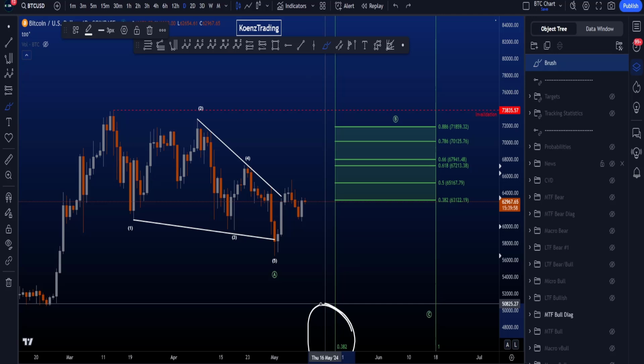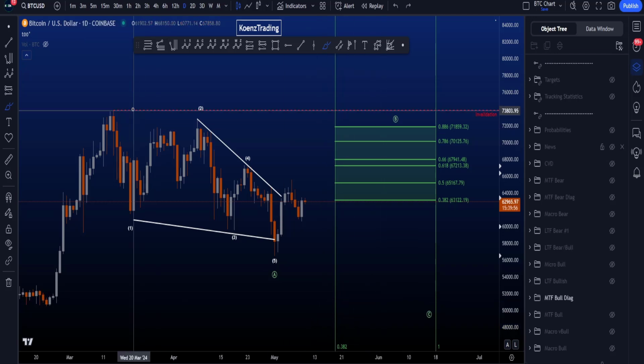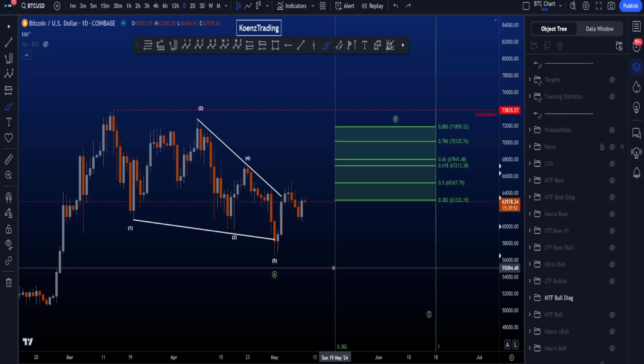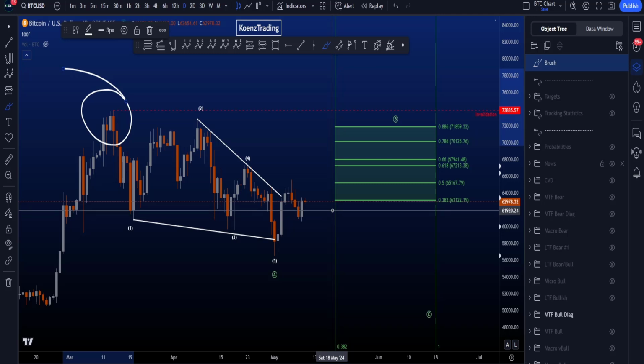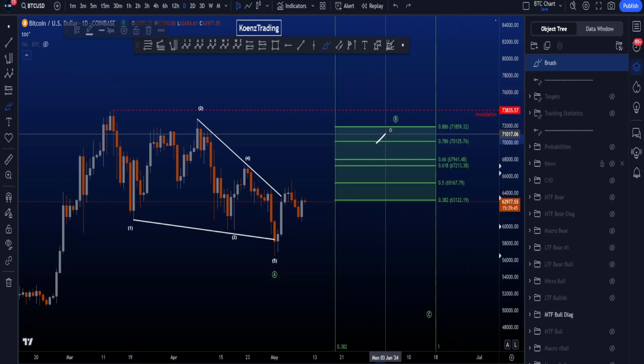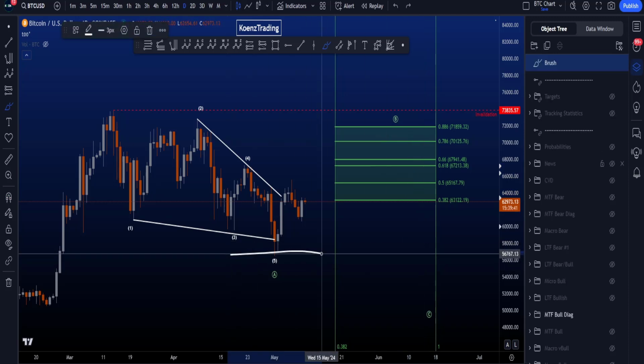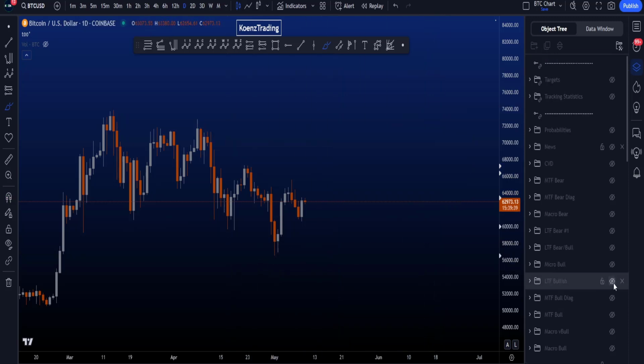Preferably, this wave B also ends after the 0.382 Fib time, taken from the start to the end of wave A, which is the 19th of May. Invalidation for this scenario is price taking this high at 73.8k, but we want to see wave B finish and a wave C to the downside to take the lows at 56k.